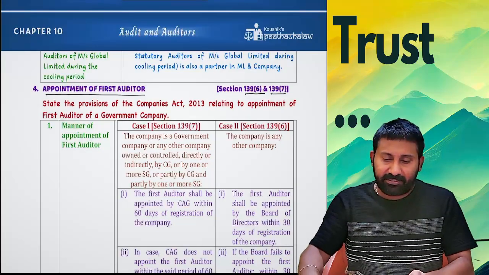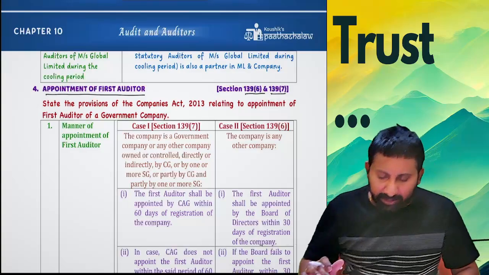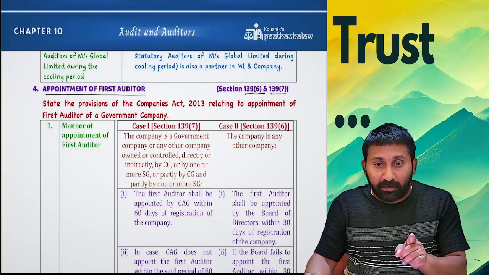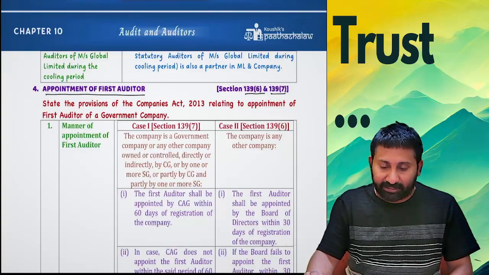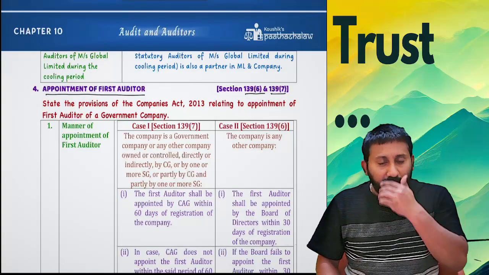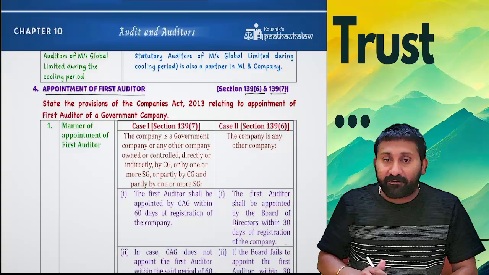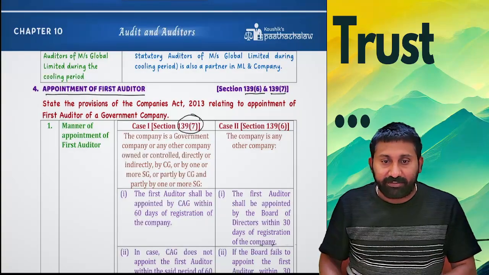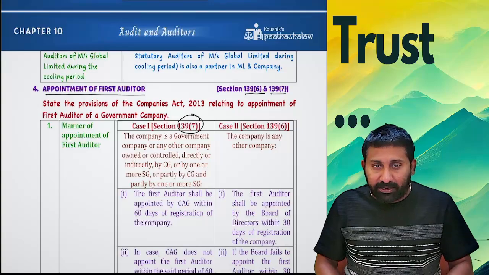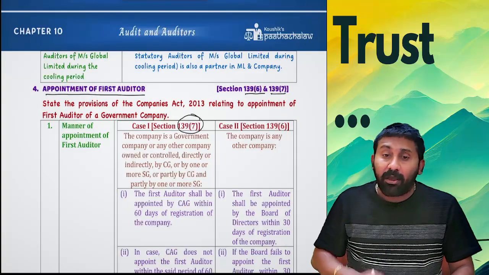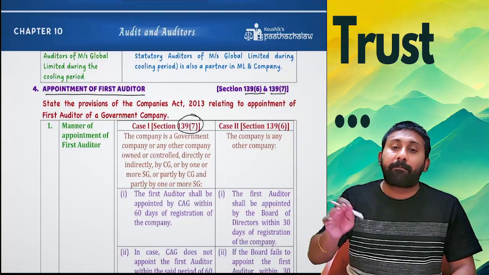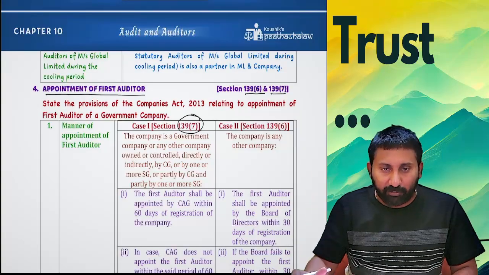First, listen carefully to the concept. Point number one: how a first auditor will be appointed depends on which kind of company it is. The first kind of company is governed by section 139 subsection 7, which says the company is a government company, or any company owned or controlled by the central government or state government, or partly by the central government or partly by one or more state governments.